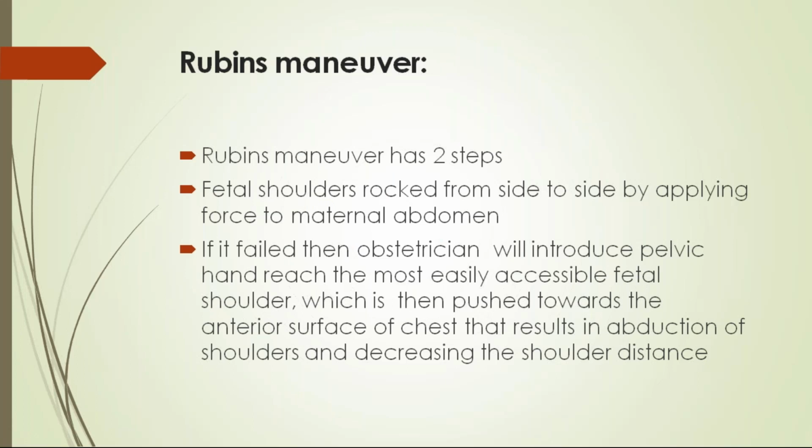Coming to Rubin's maneuver. Rubin's maneuver has two steps. Fetal shoulder is rocked from side to side by applying force to the maternal abdomen. This is done externally. First, we'll try externally. By rocking the maternal abdomen, we'll try to shake the shoulders from side to side. If it fails, then the obstetrician will introduce a pelvic hand, reach the most easily accessible fetal shoulder, which is then pushed towards the anterior surface of the chest, which results in adduction of the shoulders and decrease in the shoulder distance.